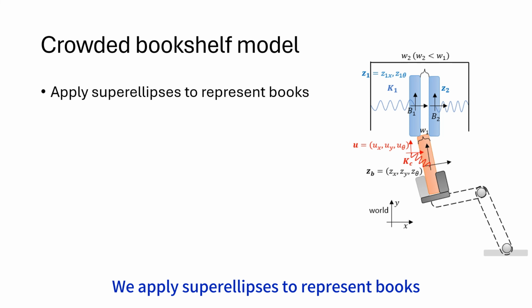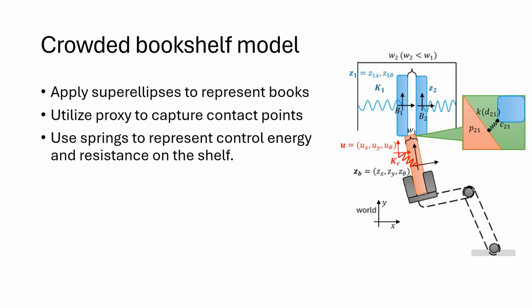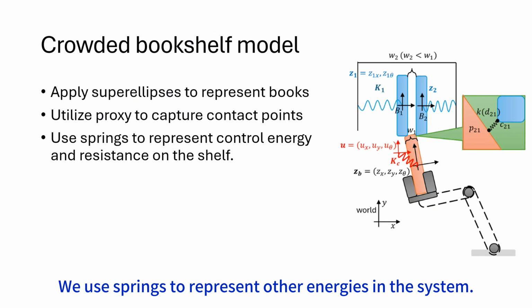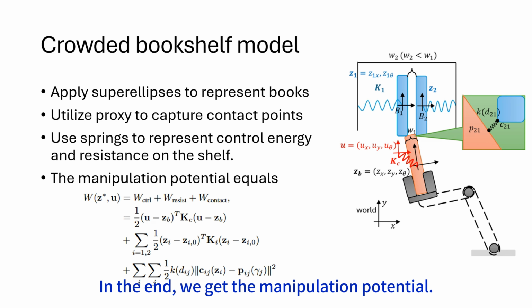We apply superellipses to represent blocks. We utilize a proxy to capture contact points. We use springs to represent other energies in the system. In the end, we get the manipulation potential.